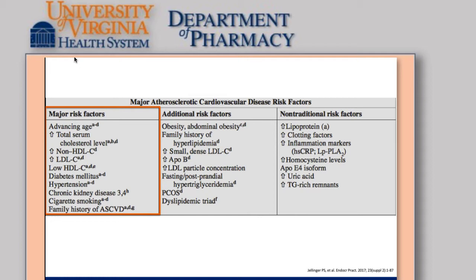They also include 2 non-traditional risk factors that I want to briefly talk about. One of these is lipoprotein A2, which is a marker of inflammation, and then the one that we see most often in clinical trials, which is high-sensitivity C-reactive protein.